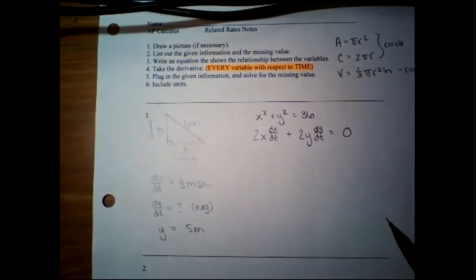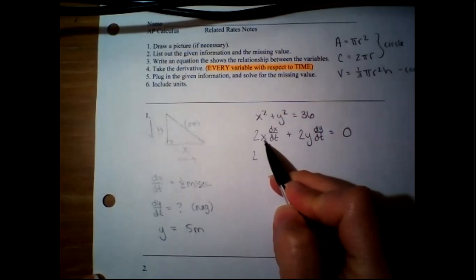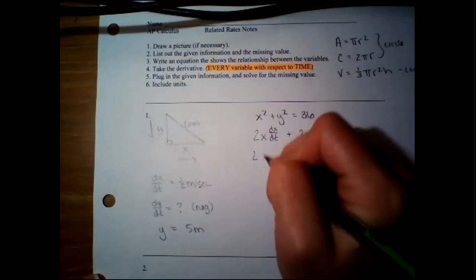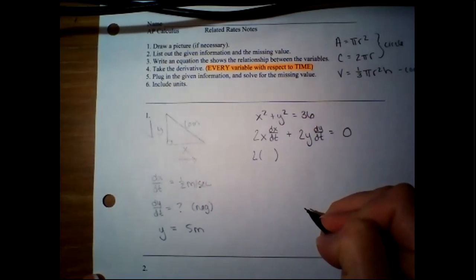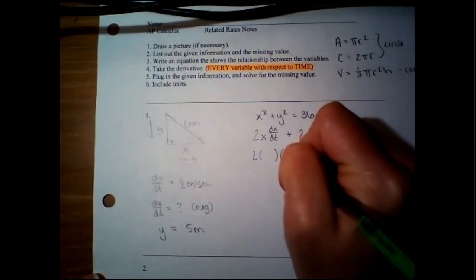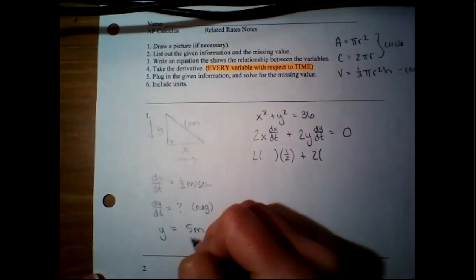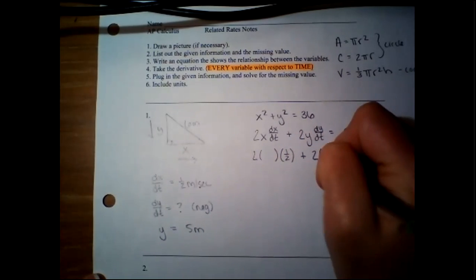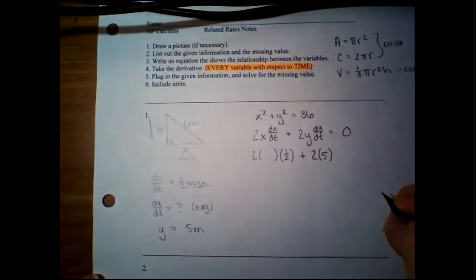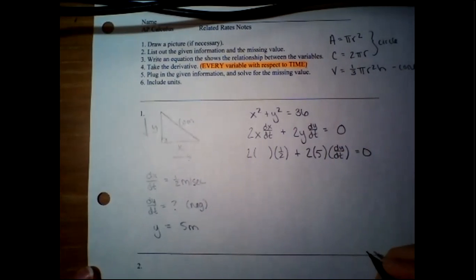All right, and then we're going to plug in everything that we've got and solve for what we're missing. So we don't have x listed out here. I'm going to have to come back to that. So we'll hold off on x for a second. dx/dt is 1/2 plus 2 times y is 5. And dy/dt is what we are looking for. So I'm going to leave dy/dt in there because that's what we're trying to find.